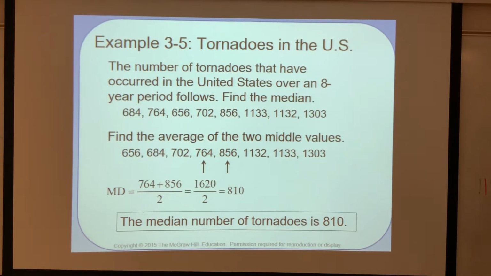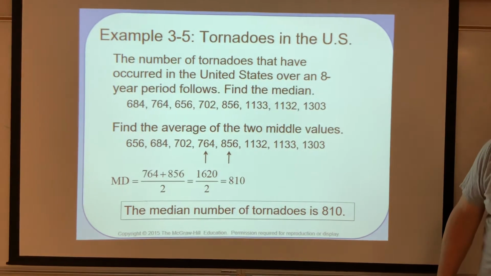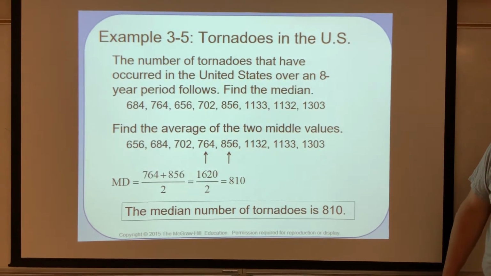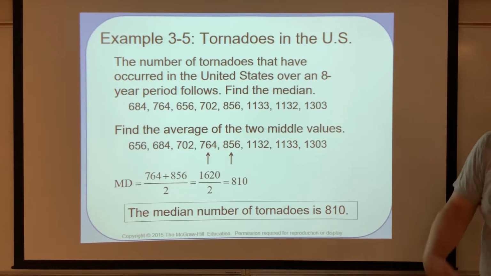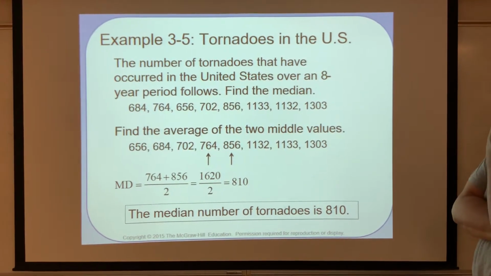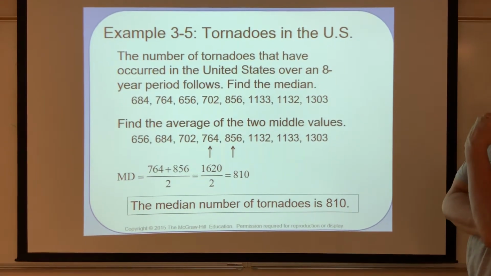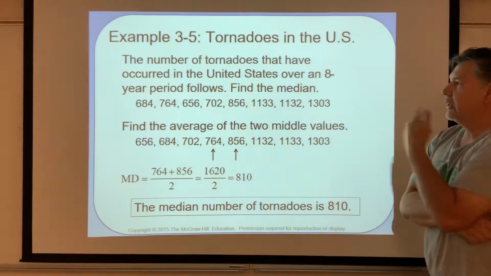Okay, here's another example of a median, and this is appropriate. We can talk about tornadoes, and since we had an outbreak of tornadoes yesterday or early this morning, this is appropriate data. This tells us the number of tornadoes that occurred in the United States over an 8-year period, and they want us to find the median.